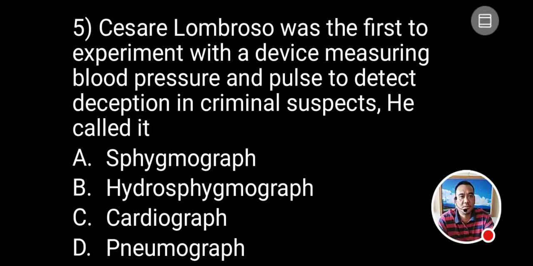Cesare Lombroso was the first to experiment with a device measuring blood pressure and pulse to detect deception in criminal suspects. He called it Sphygmograph, Hydrosphygmograph, Cardiograph, Pneumograph.